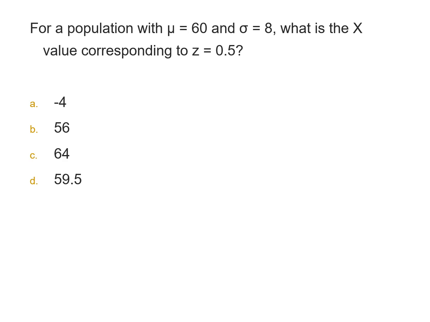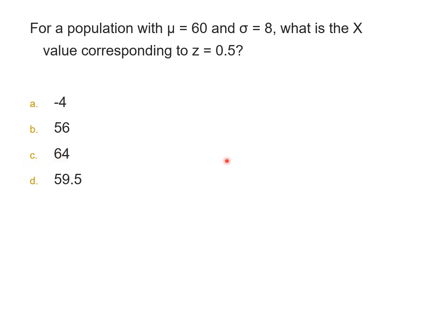Let's see if we can convert from Z-score to raw score. So in this case, go back to the formula, but we would take our Z-score, multiply by our population standard deviation. That would give us 4, and then we add our mean, and that would give us a raw score or X value of 64.